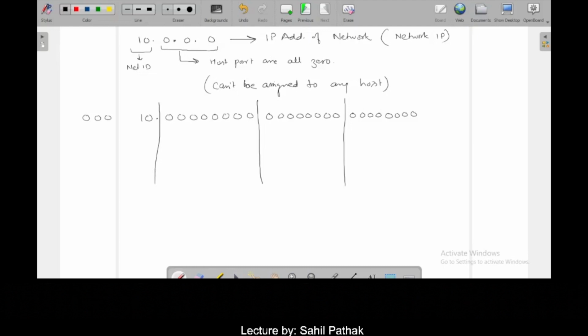This would be 0 0 0 0, then 1 0 1 0. This 0 is fixed as it is a class A IP address. Just because we have purchased it, this is not going to change for the assignment of any IP address to any host. So this will remain as it is. We cannot change it, we have bought it. Now this all zeros part will be given for the IP address of the network, so that also we cannot assign to any host.